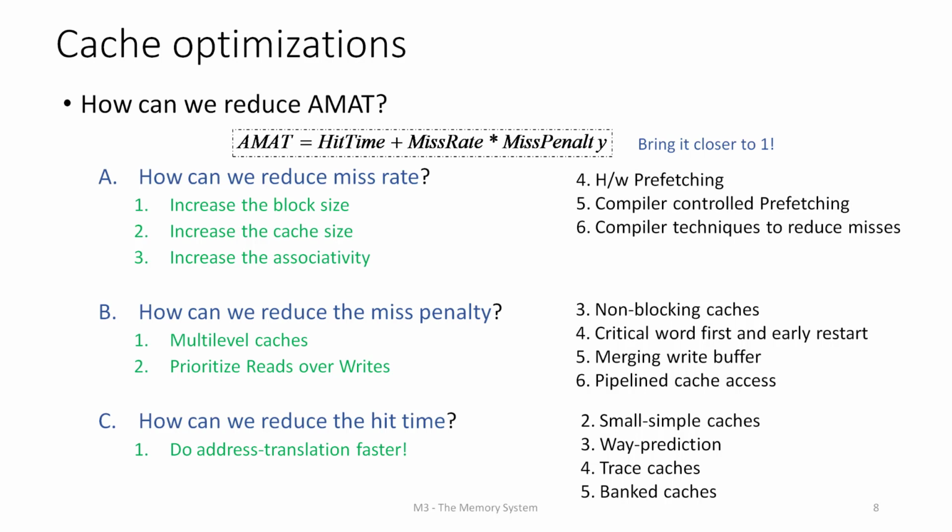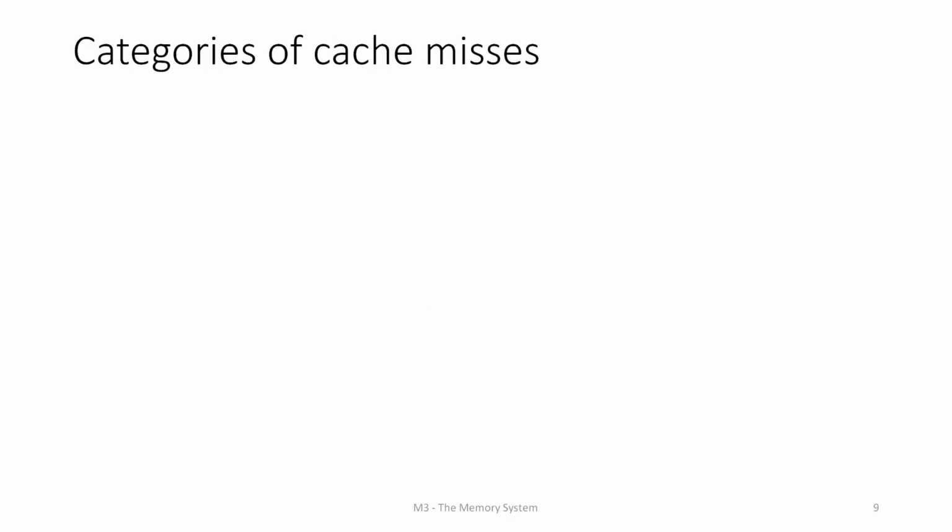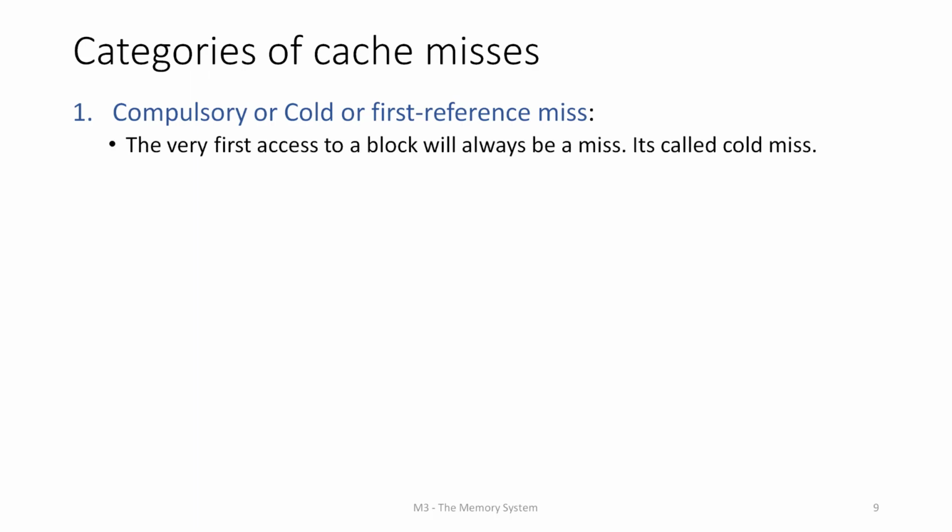To understand any of the cache optimizations, it would help us to first categorize the cache miss into one of 3 possibilities. The first category is the compulsory or cold or first reference miss. As the name says, the very first reference to a block will always be a miss to the cache. So it's called a cold miss because the processor has never requested that block. We haven't brought it to the cache from the memory.